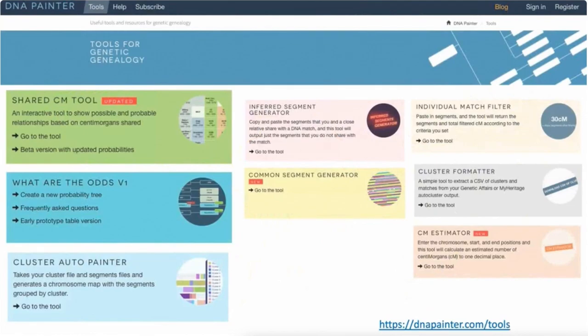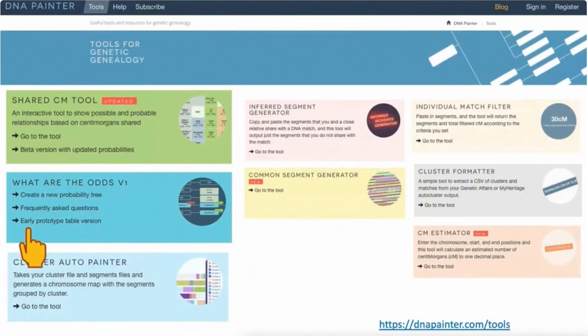Now, the place to find the particular WATO tool that I'll be talking about when we do this multiple WATO analysis is on the DNA Painter website under the What Are The Odds version 1 box, and it's the early prototype table version. And this was actually the first version of the WATO tool that Jonny Perl developed.